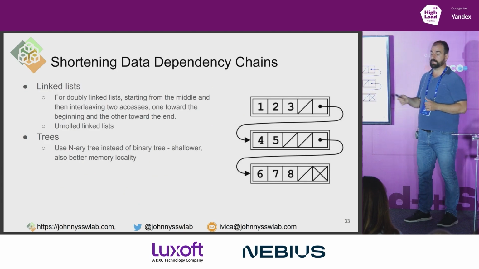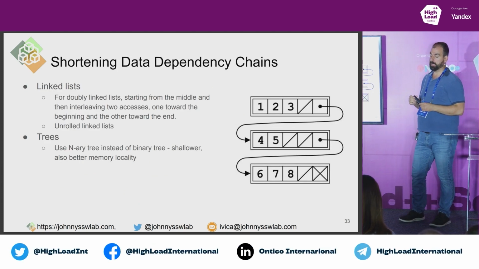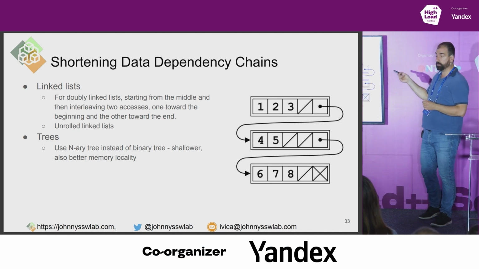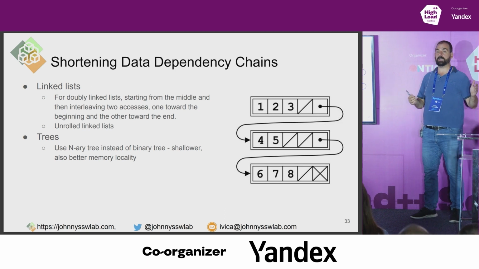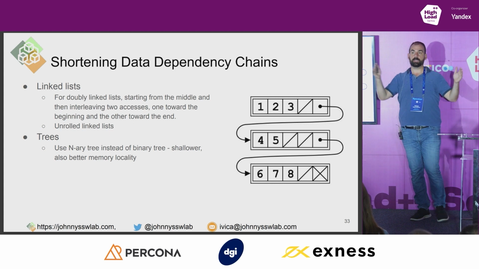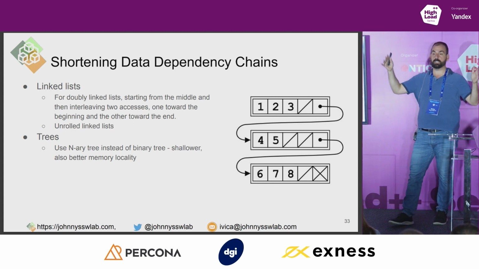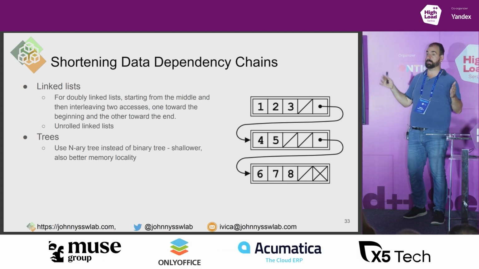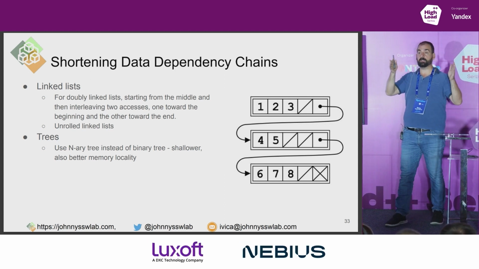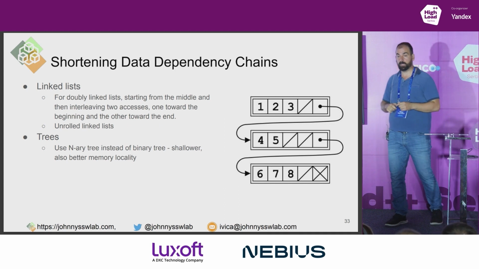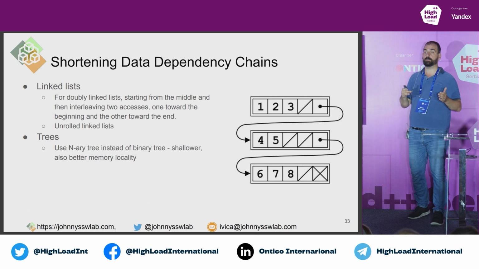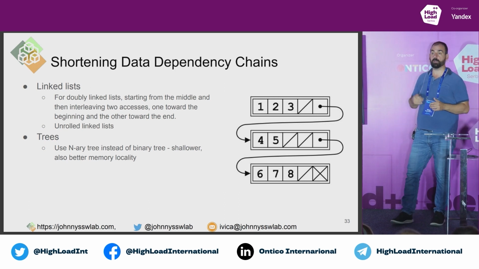Okay, so shortening data dependency chains. Shortening can be done the same way as explained earlier, with an unrolled linked list. Let's say you have a simple linked list with one element per node. It has 1,000 elements, so the length of the dependency chain is 1,000. But if you unroll it by a factor of 2, the length of the dependency chain is 500. With trees, if you use n-ary trees, ternary or quaternary instead of binary, you give the CPU more things to do.